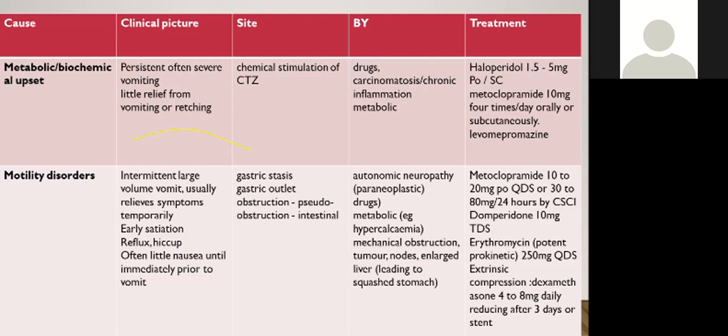Erythromycin also has evidence as a prokinetic. So the antibiotic erythromycin, we can give as a prokinetic, 250 mg QDS. If there's an extrinsic compression of the stomach by tumor from outside, you can give steroids. So dexamethasone 4 to 8 mg daily and reduce over 3 days, or you can also use a stent. This is how you manage motility disorders. Next slide, please.